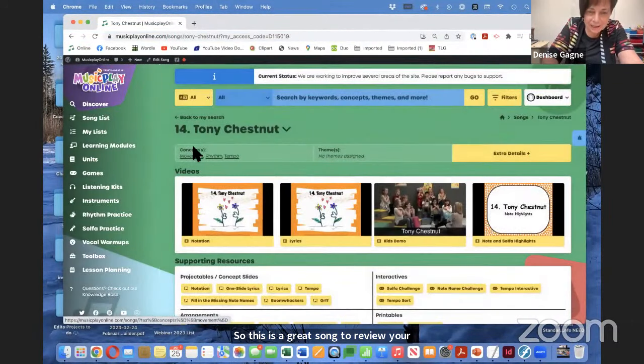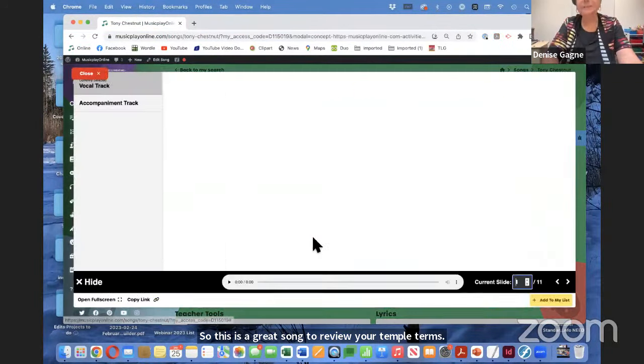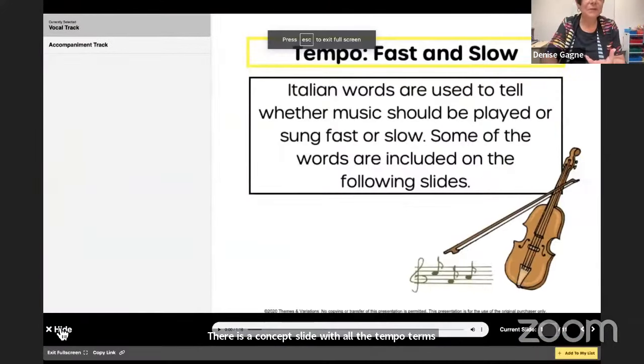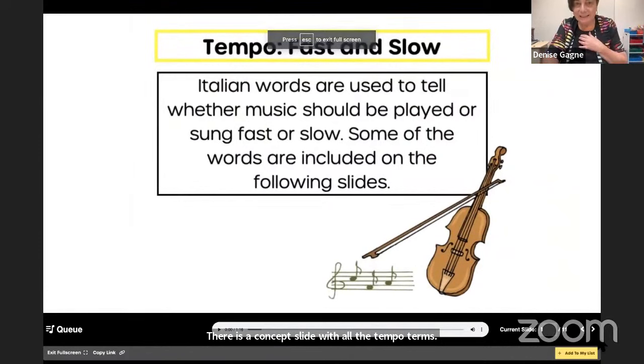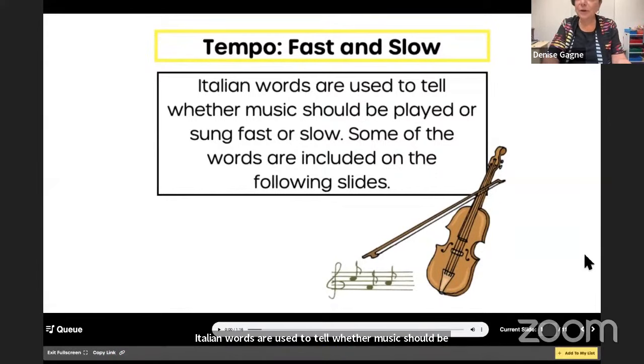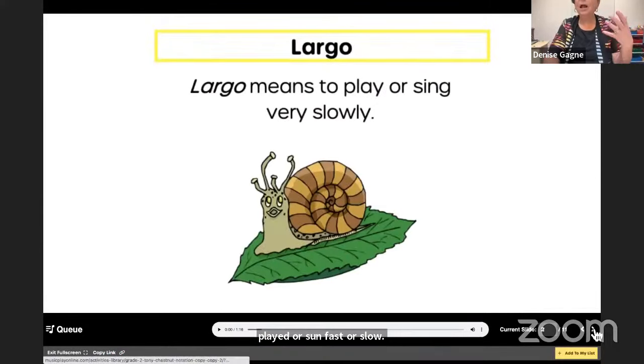This is a great song to review your tempo terms. And there is a concept slide with all the tempo terms. So I can put this into full screen, hide this part. Italian words are used to tell whether music should be played or sung fast or slow. Some of the words are included on the following slides.